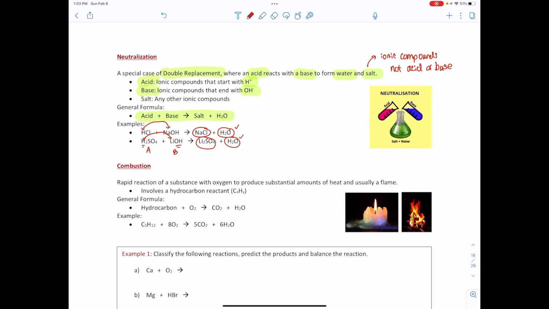And so this is a neutralization reaction. It's just a special case of double replacement, but we can treat it the same as a double replacement. Cations replace cations, anions replace anions.